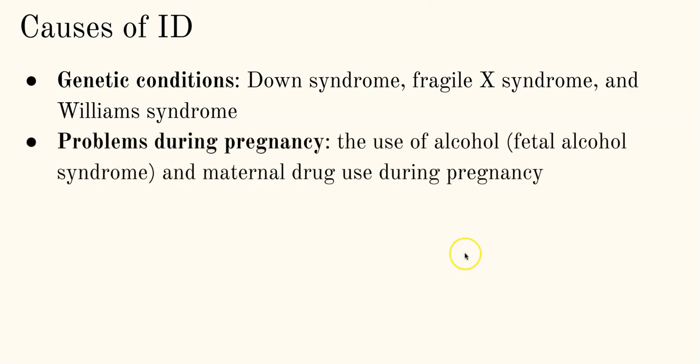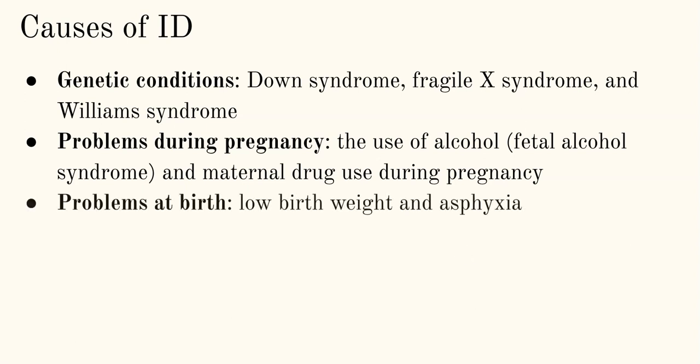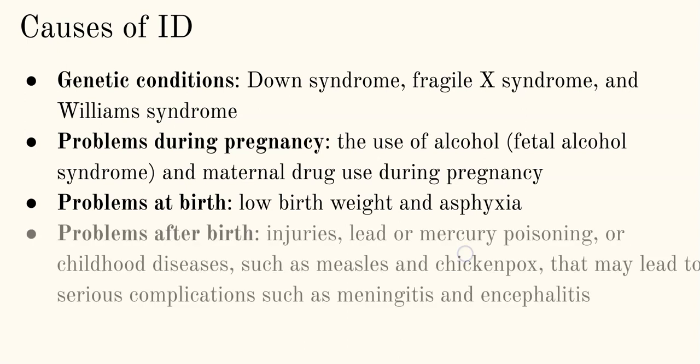Genetic conditions, so people with Down syndrome, Fragile X, Williams syndrome. Problems during pregnancy, alcohol and drug use are going to be one cause. Problems happening at birth, children with low birth weight and asphyxia, loss of oxygen, are going to be more likely to have intellectual disabilities.